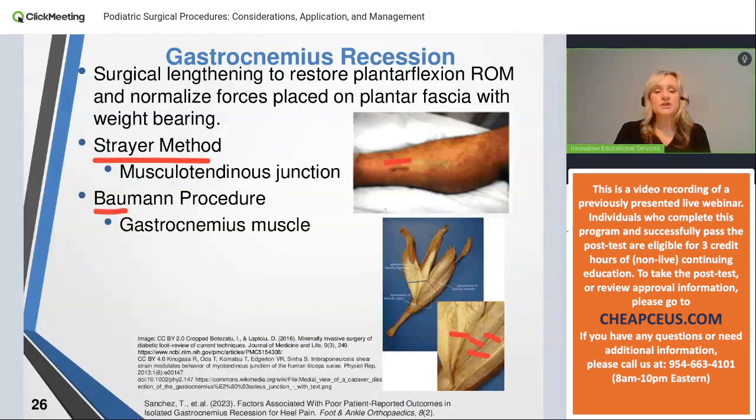The Baumann procedure is going to be a little bit of a higher incision, and that's going to come in more at this gastrocnemius muscle and do some little fraying of those fibers in order to try and get the length there through this little hook mechanism, similar to how you do the plantar fascia release, in order to try and gain some length of that muscle.